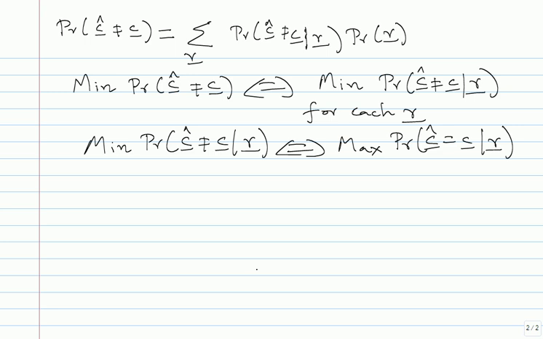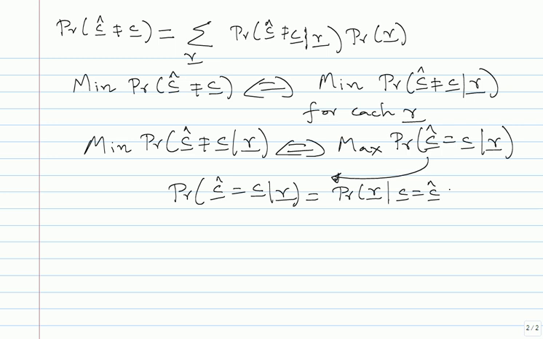So now let's use Bayes rule and try to evaluate this. What happens when you write it with Bayes rule? The probability that C hat equals C given R is the same as the probability that you receive R given C equals C hat, then you multiply with the probability that C equals C hat, divided by the probability of R. So that's what this expression is.